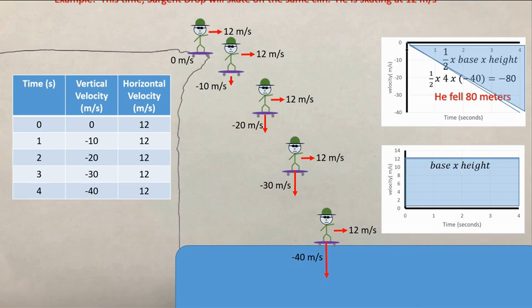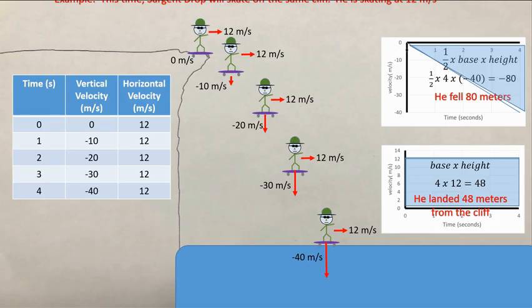Now all we have to do is find the area of this rectangle here for horizontal velocity, which is just base times height, 4 times 12. And so the area is 48, which means he landed 48 meters from the base of the cliff, right? So just by some basic geometry, we're able to figure out how high the cliff was, and how far he got away from the cliff by the time he hit the water, right? And so we know this if we know the initial velocity and we know the time.